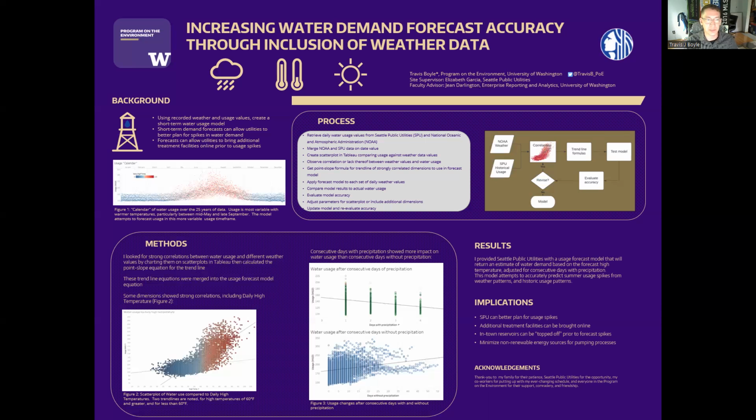Additionally, the intended usage of the model is to assist with planning for summertime usage spikes when the water demand is the highest. Having a model to predict short-term usage will allow Seattle Public Utilities to more efficiently meet demand by transferring water from mountain reservoirs to local storage, and to ensure that sufficient treatment facilities are available to meet increase in usage.